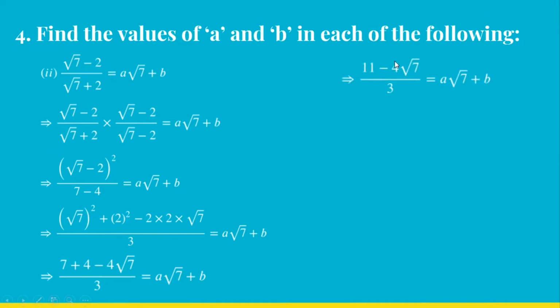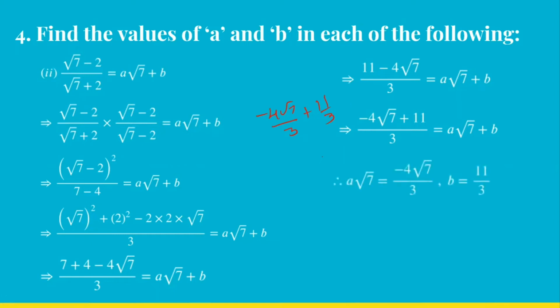Now we will rearrange the terms. We'll take minus 4 root 7 over here, so minus 4 root 7 plus 11 upon 3. This can be separately written with denominator 3 for each numerator term, so minus 4 root 7 upon 3 plus 11 upon 3. Now look at this, compare your a. So a root 7 is equal to minus 4 root 7 upon 3 and b is equal to 11 upon 3. When you compare the value of a, we leave that root 7. So a is equal to minus 4 by 3 and b is equal to 11 by 3.